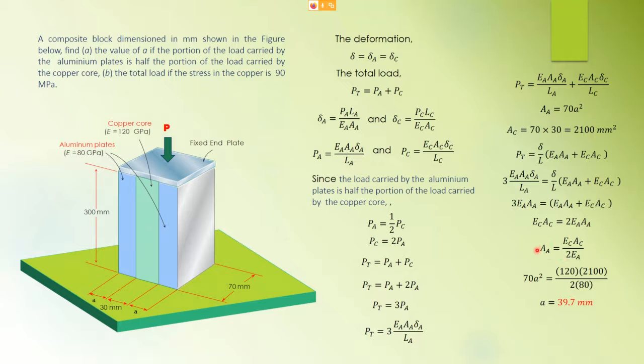Now we know that AA is not A squared, okay? Because we know that the cross section, because this is a force, so the area of one plate is 70 times A. The area of two plates should be 2 times 70 times A. So you must have 70 times A plus 70 times A, not 70A squared. A mistake here. Everyone please redo, okay? So you have to find out the A.